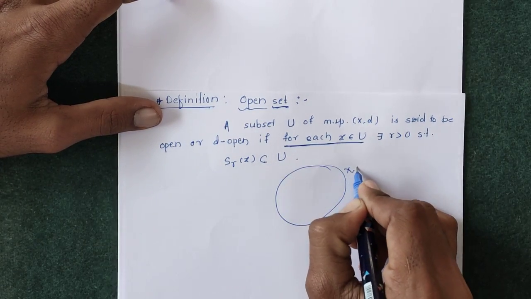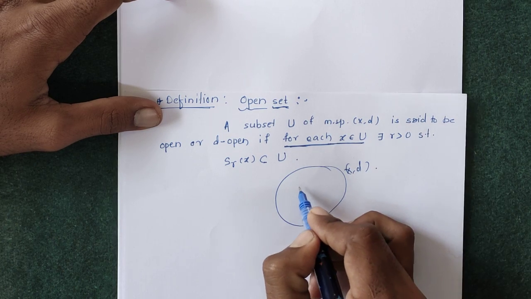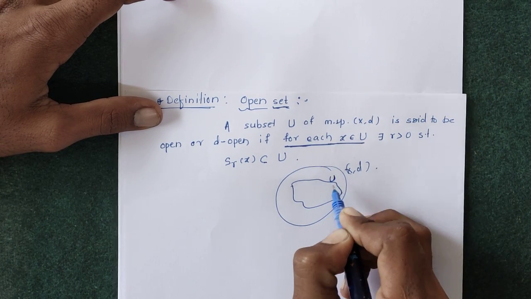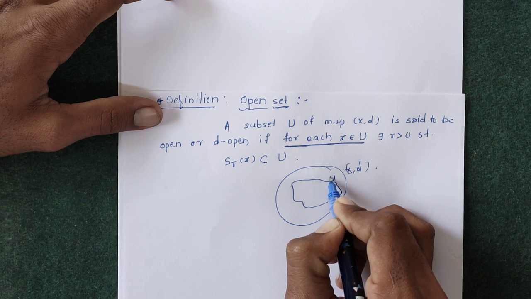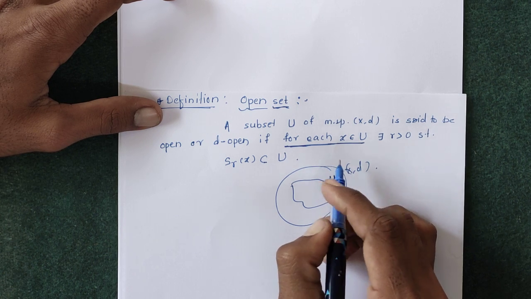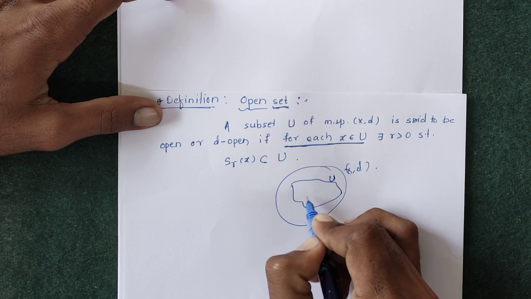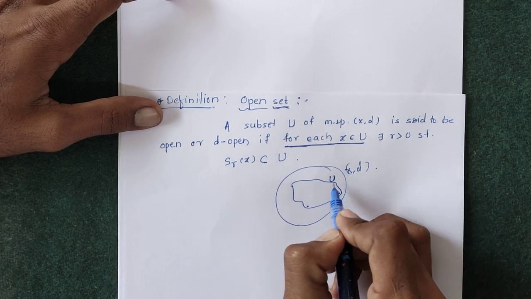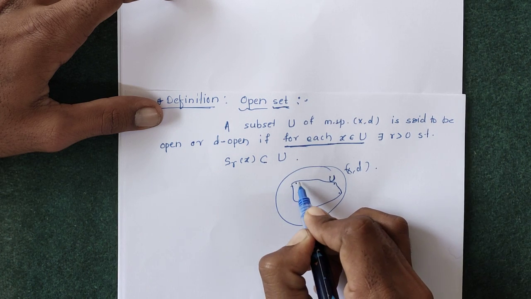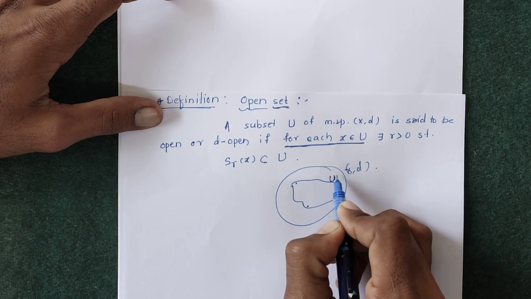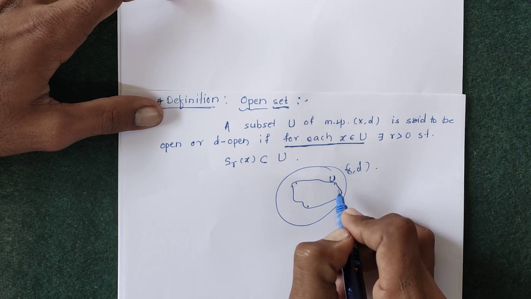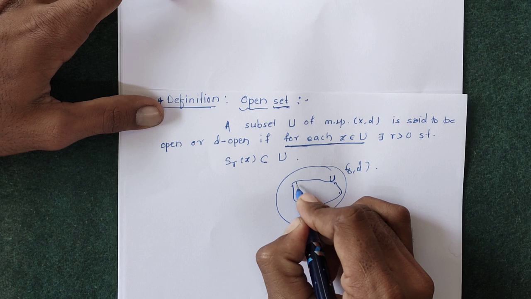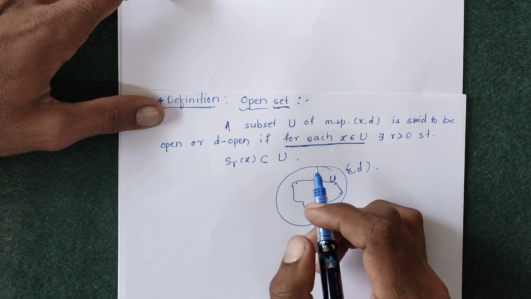Suppose this is metric space (X, d), and suppose this is set U, then we say that this set U is open whenever for any x belongs to this set, suppose this x, any x, for every element in that set U, there must be some r greater than 0 such that S_r(x) is totally contained in U.